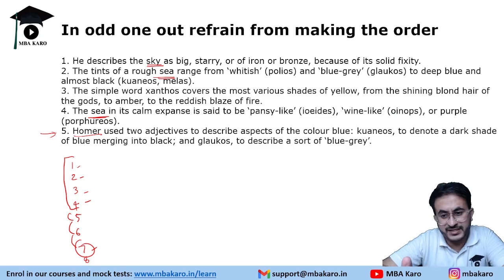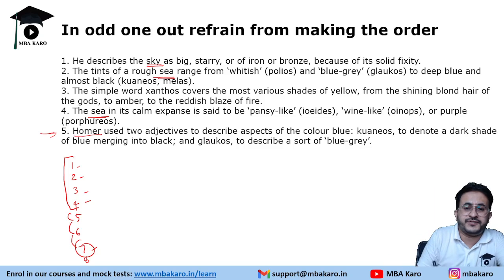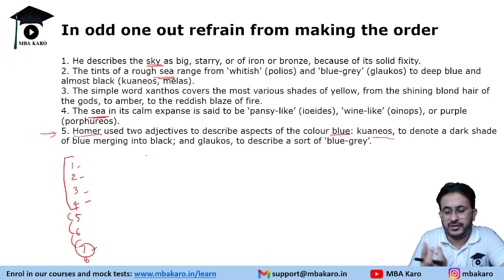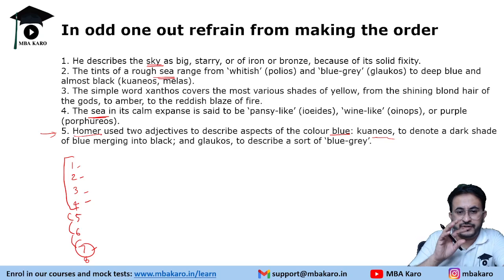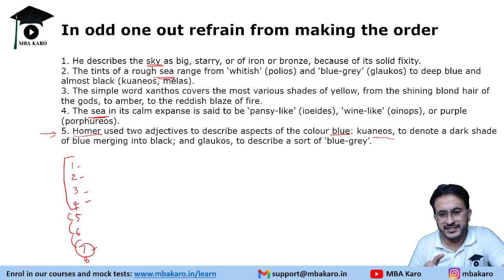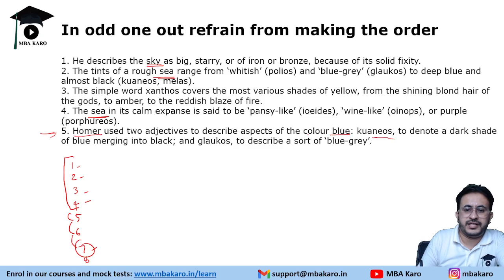And then, fifth, obviously, is the opening sentence, which appears to be Homer used two adjectives to describe aspects of the color blue. These are the aspects. Now, you are not supposed to go into the meaning of these words. No need to worry about it. Now, if you see these sentences as a whole, they talk about some color. Okay, so they talk about the shades of color. Color blue and dark shade blue merging into black and blue gray. So this is talking about blue color.